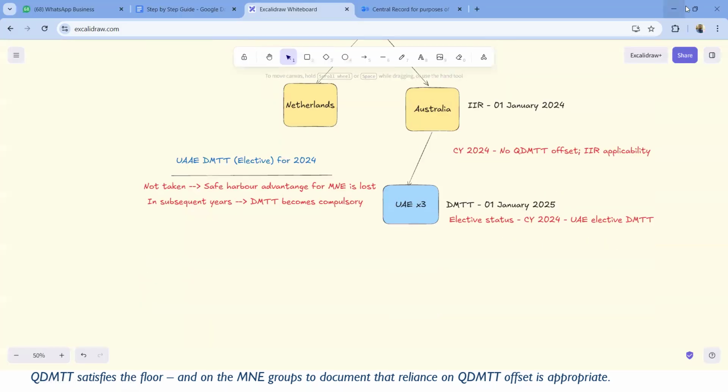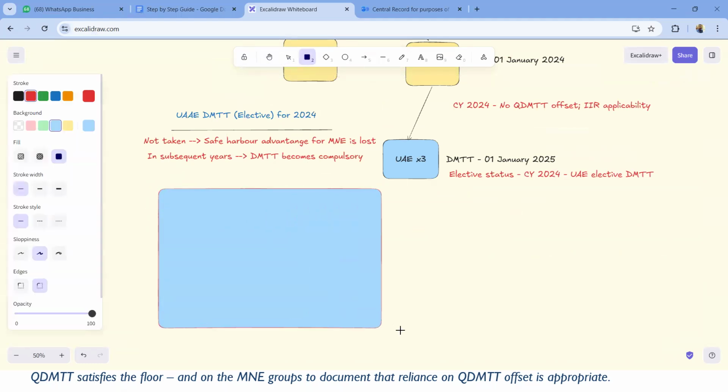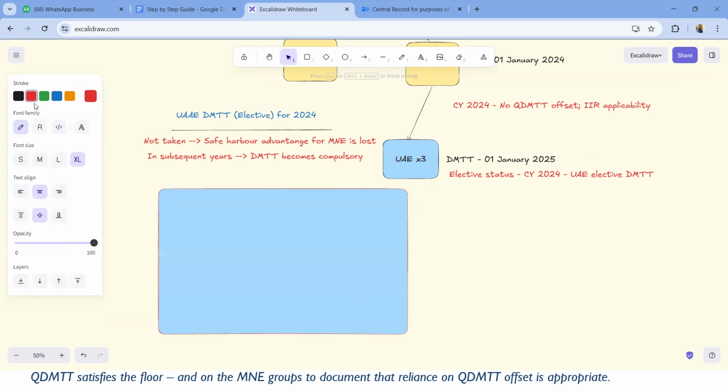Now, as usual, we will do a small summary. Okay. So what did we learn today? If anything is not clear, you can come back to it. But the summary is, as a bird's eye view, what did we learn? What is QDMTT, right?